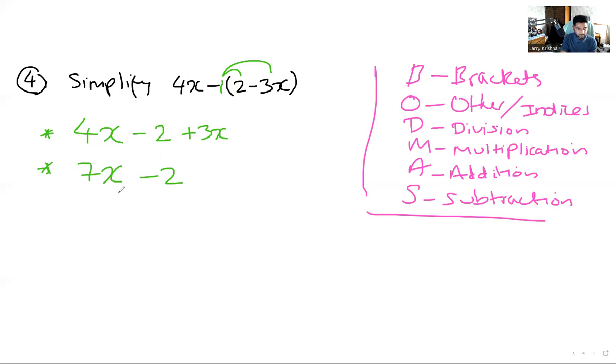Is there anything else we can do here? No, there isn't, because we can't take away -2 from the 7x as we don't know what x is. We could assume if x was 1, 7x would be 7, because 7 times 1 is 7. Then when you take away 2, it's going to be 5. However, if x was 2, you're not going to get the same outcome because you have 14. 7 times 2 is 14. Take away 2 is 12. That's not the same as saying 5. So this is what your answer is going to be: 7x minus 2.